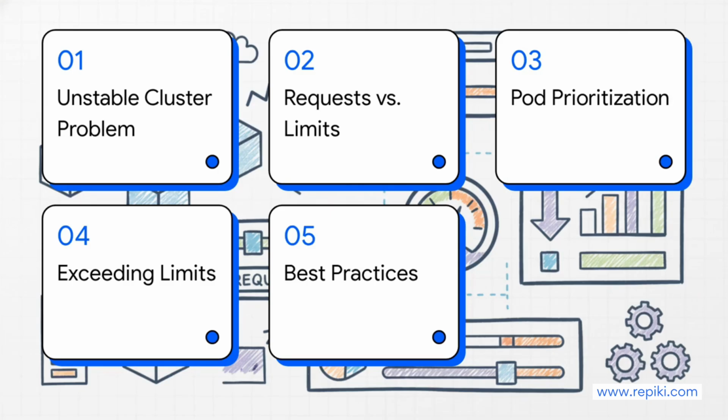Here's how we're going to break it all down. We're going to start with the problem itself. Then we'll explain the core concepts of requests and limits. After that, we'll see how Kubernetes decides which pods get to live, what happens when things go wrong, and finally, we'll wrap up with some solid best practices you can start using right away. All right, let's get into it.